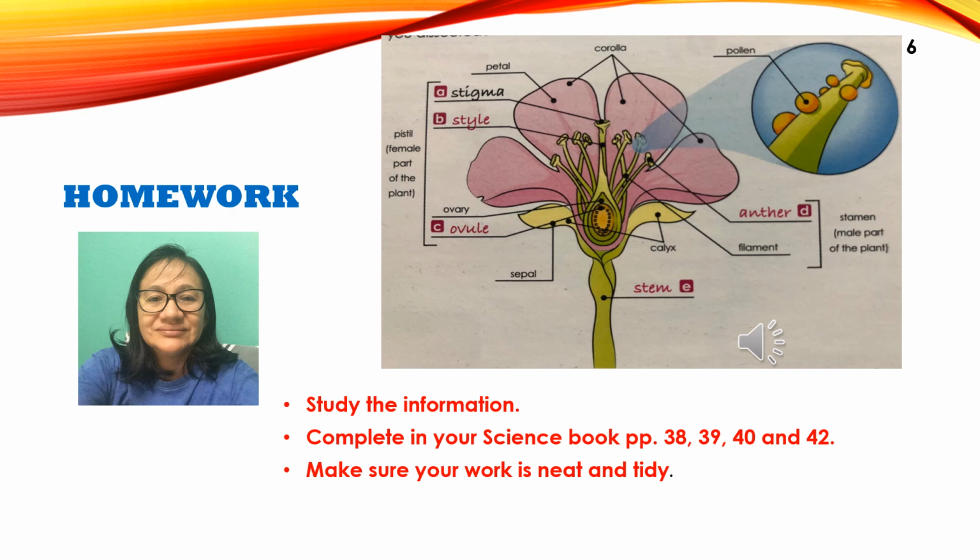Make sure that your work is neat and tidy. Make sure that you use the correct letters. Make sure that you use capital letters if it's necessary. Make sure that you underline the titles in your notebook if it's necessary. Okay? Let me know if you have questions. You have my number. You can give me a call or you can send me a WhatsApp if you have a question. So this is going to be your science class for today.